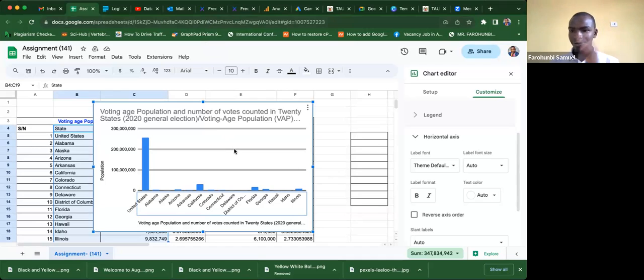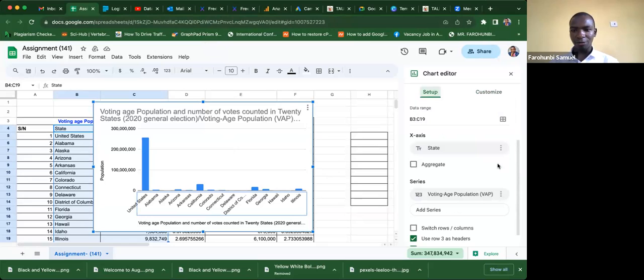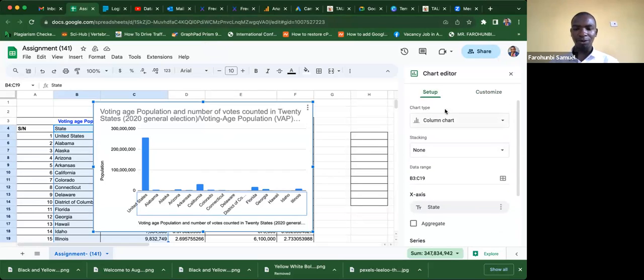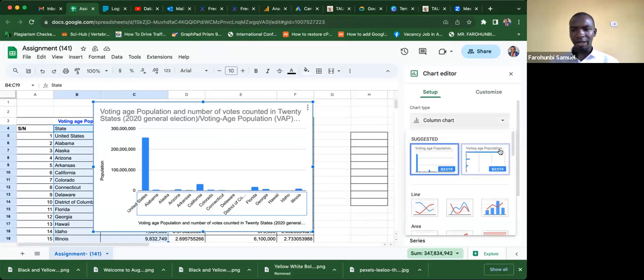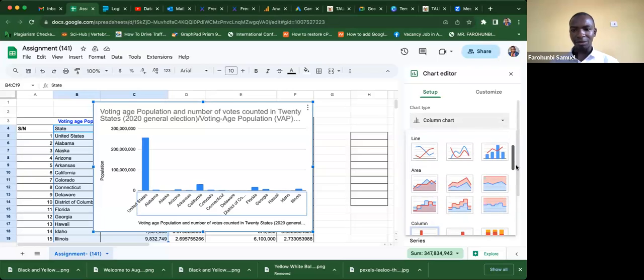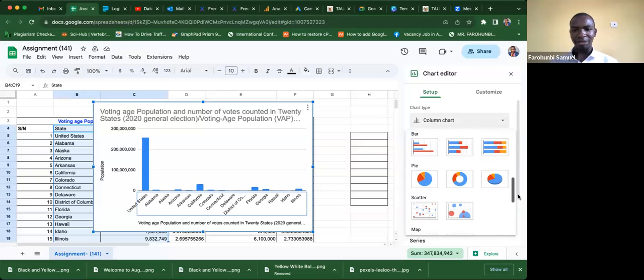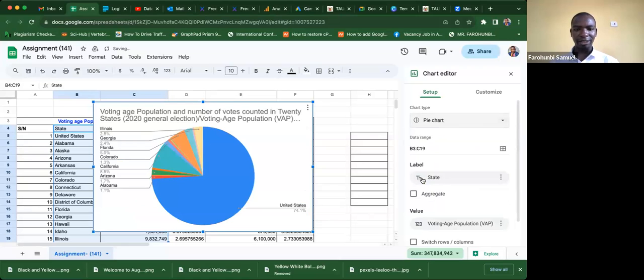Okay, so if I want to change this now, this is the setup. I have my rows and I have my column. For this chart type, I come here and change the chart type. Now, I can make it a line graph. I can make it an area graph. I can make it different types. But here I want to make it a pie chart.